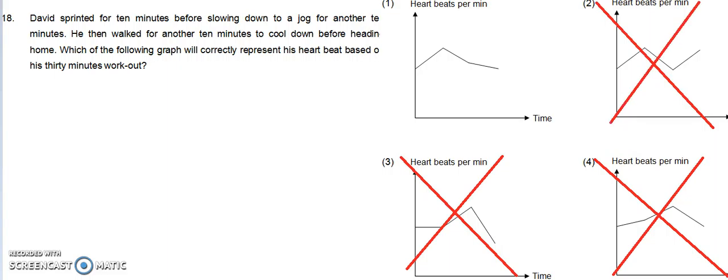So the answer is 1. Option 1. His heart rate increases first and then decreases later. Answer is 1.